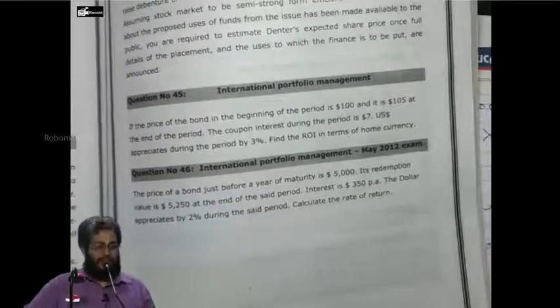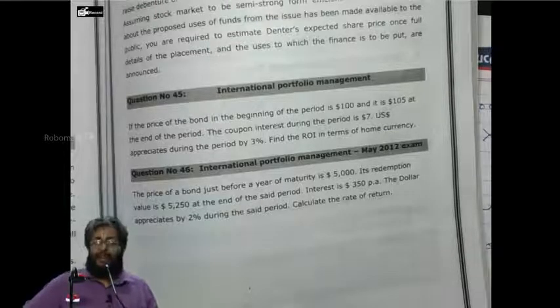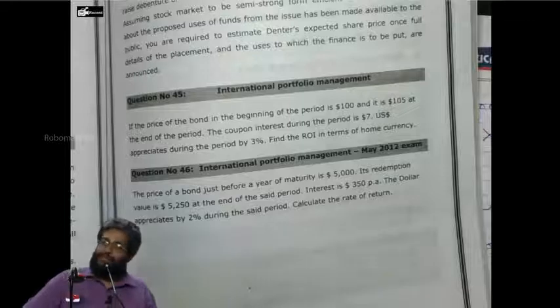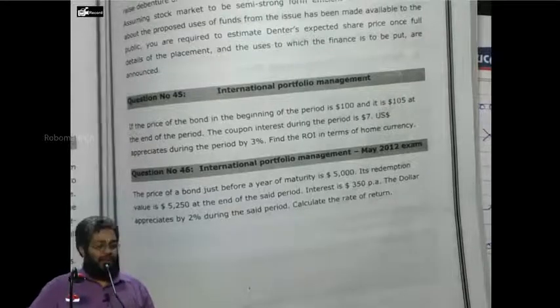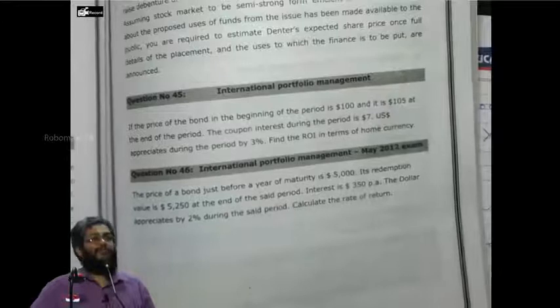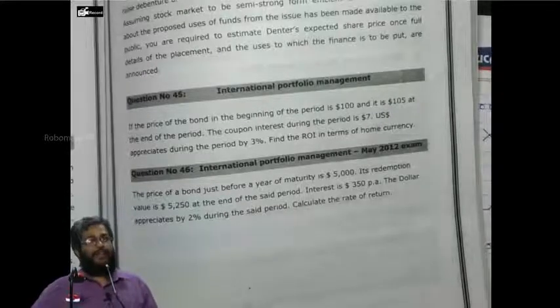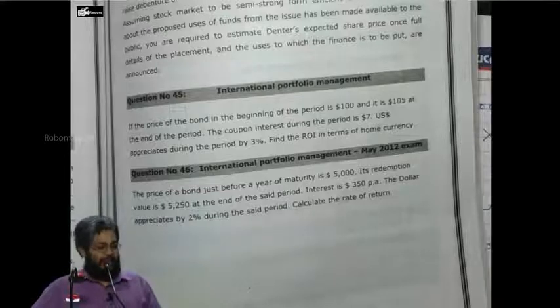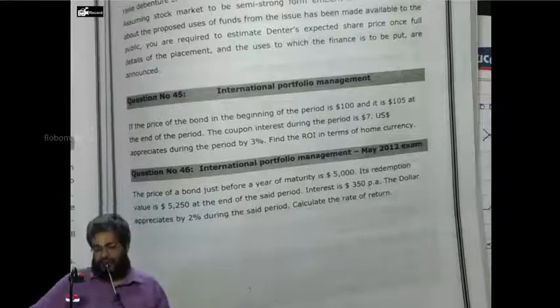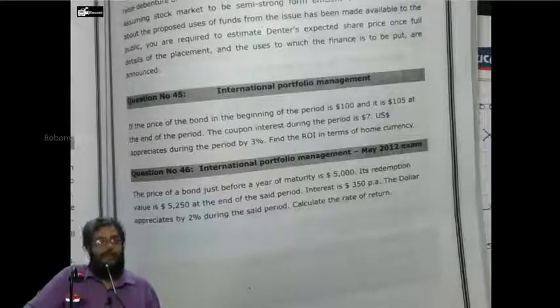Let $1 is equal to 50 rupees. I take 50 as it is easy to multiply. A. Investment is equal to, all of you say and write together, investment is equal to $5,000 into 50. How much am I investing? 2,50,000. $5,000 into 50, rupees 2,50,000.